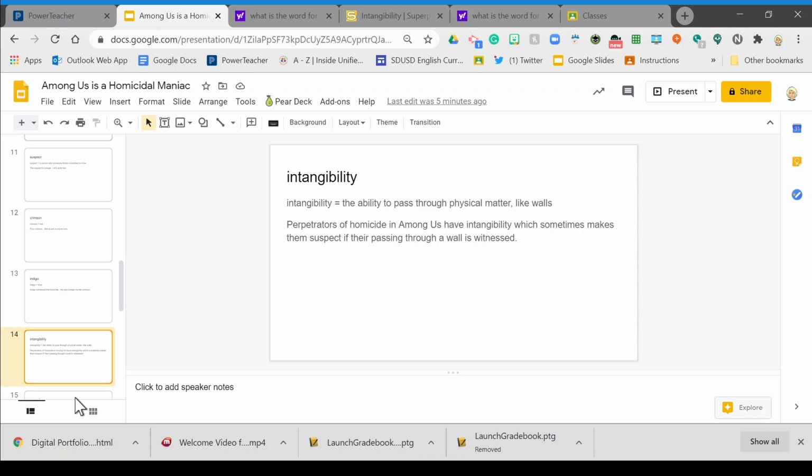Intangibility. Intangibility is the ability to pass through physical matter, like walls. Perpetrators of homicide in Among Us have intangibility, which sometimes makes them suspect if their passing through a wall is witnessed.